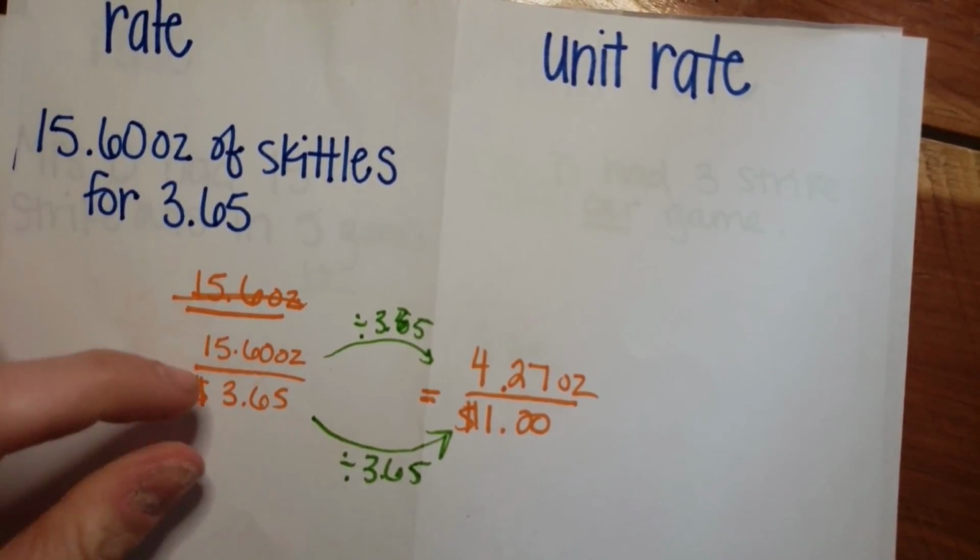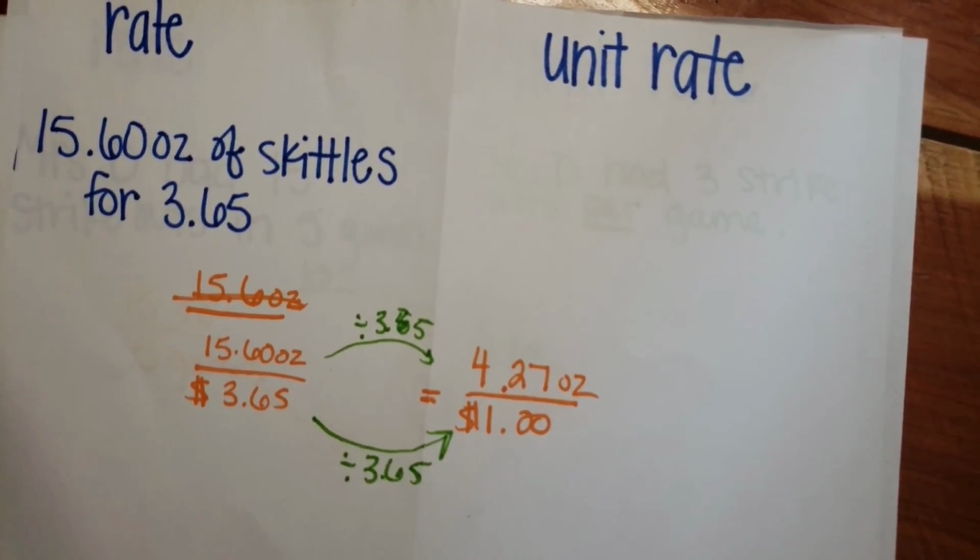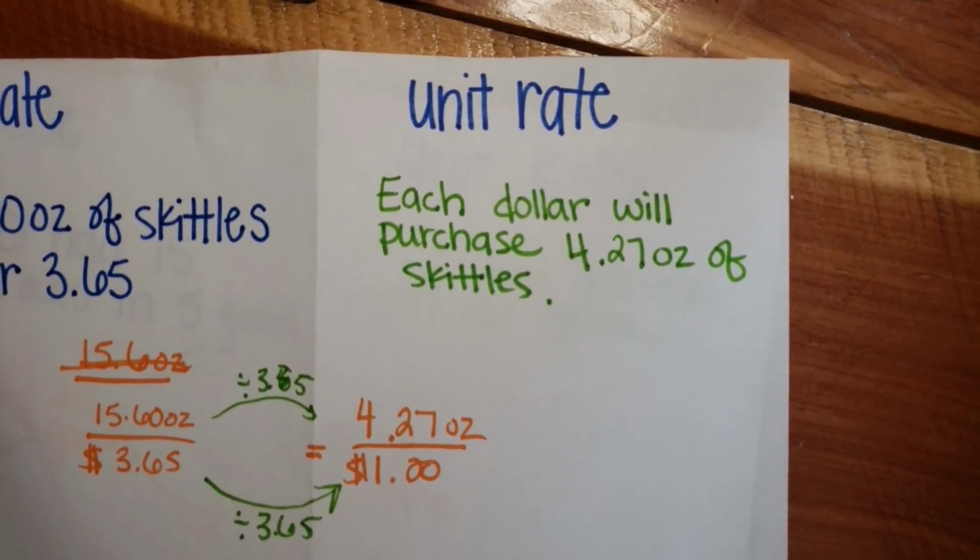Now I could figure out how much it is for 1 ounce. That I could also do, and flip this around and solve. So this one could be solved 2 different ways depending on what your goal is at the end. I wrote this sentence a little bit different, but it still talks about each or per. So each dollar will purchase 4 27/100 of an ounce of Skittles.